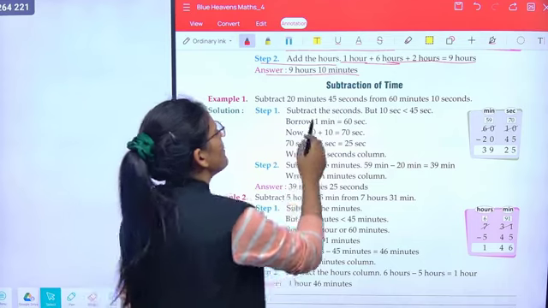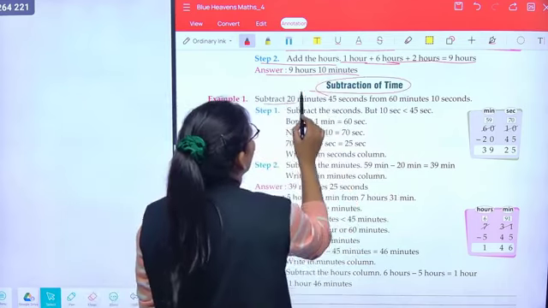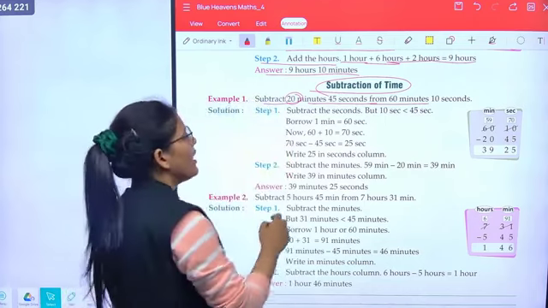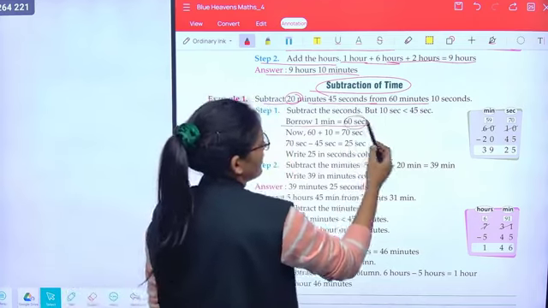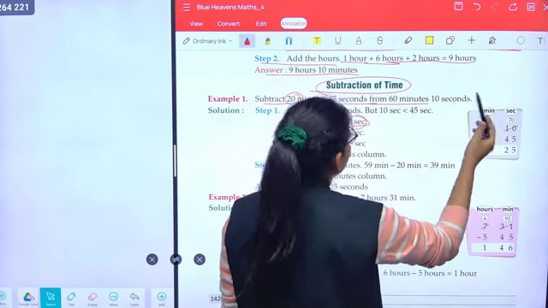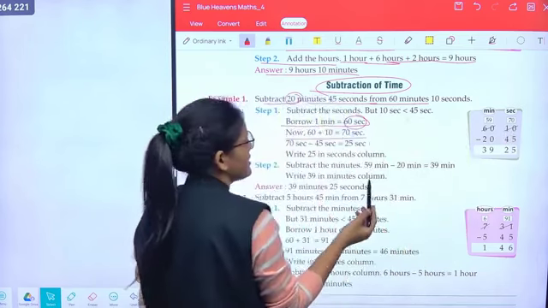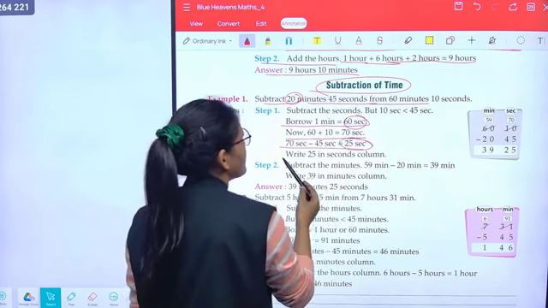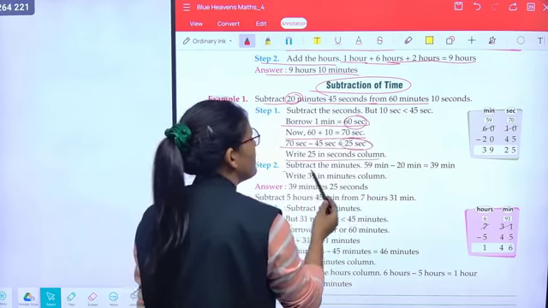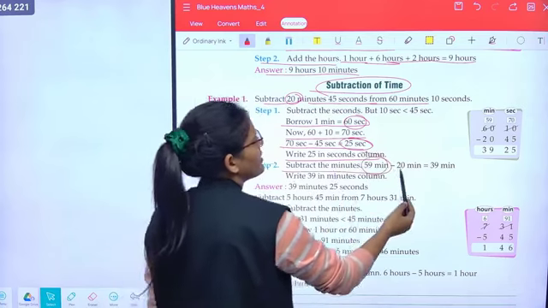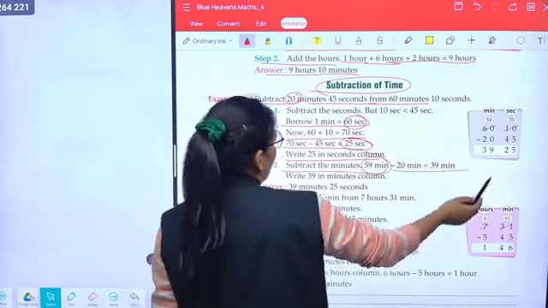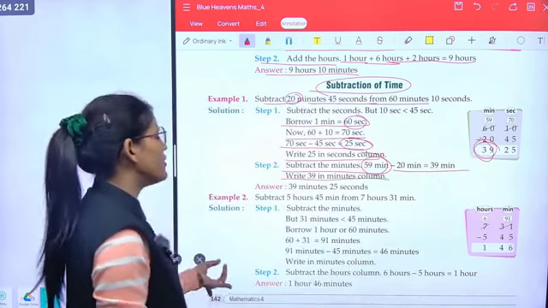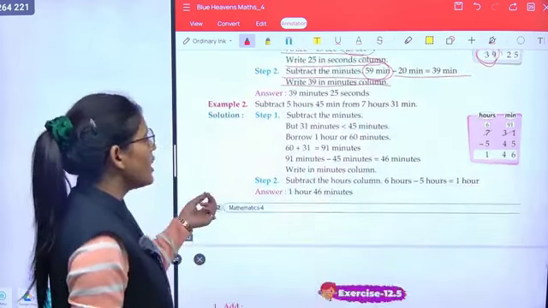Now class, subtraction of time. Subtract 20 minutes 45 seconds from 60 minutes 10 seconds. Now borrow 1 minute, 60 seconds. Now 60 plus 10 is 70. 70 seconds minus 45 seconds is 25 seconds. Write 25 in the seconds column. Subtract the minutes now. 59 minutes minus 20 minutes is equal to 39 minutes. Write 39 in the minutes column. So the answer is 39 minutes 25 seconds.